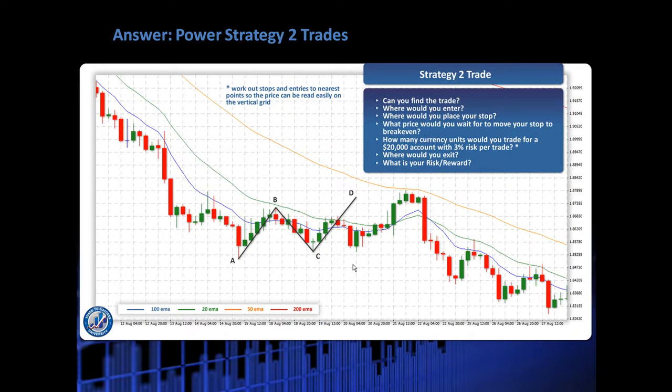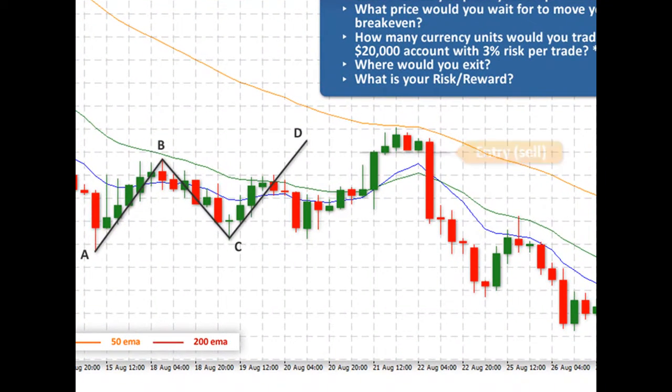Where are we going to be entering? Well, for a strategy 2 trade, we are going to be entering at the D point. I've just moved it lower just so it's on the grid line, so you can read the price for the currency unit question.